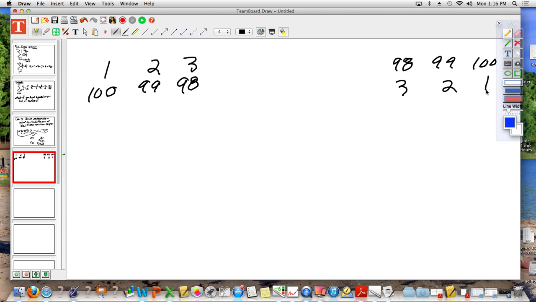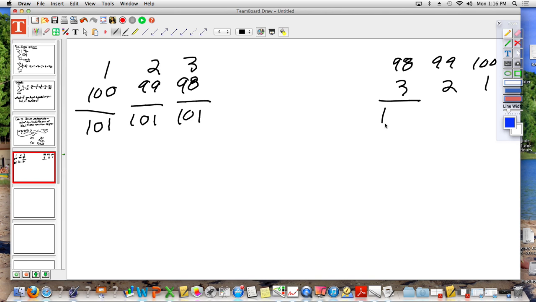Are you with me? And then we have the pairs that go in between here too. Are you all right with that? So what happens when you add together 1 and 100? 101. What about 2 and 99? 101. What about 3 and 98? Okay, same thing.